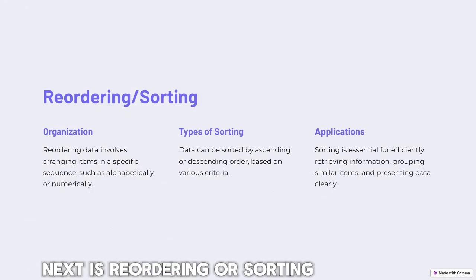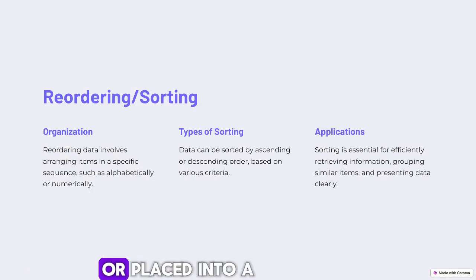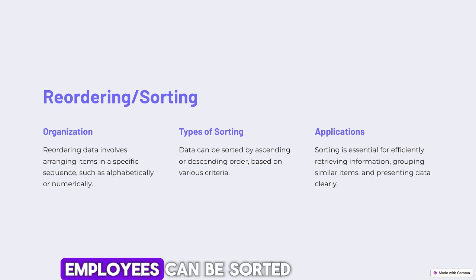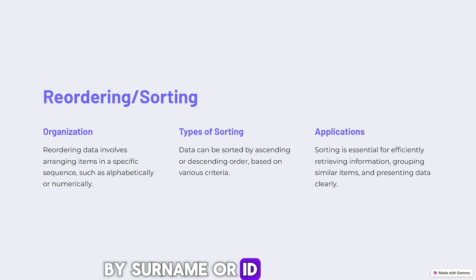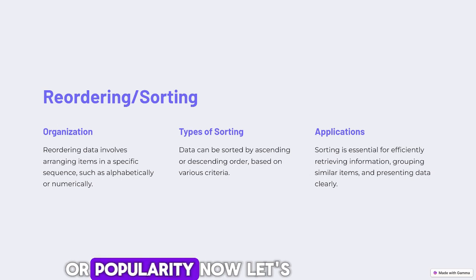Next is reordering or sorting. This process organizes data so that items are grouped together or placed into a particular order. For example, in a payroll system, employees can be sorted by surname or ID. Another example is sorting products in a store by price or popularity.